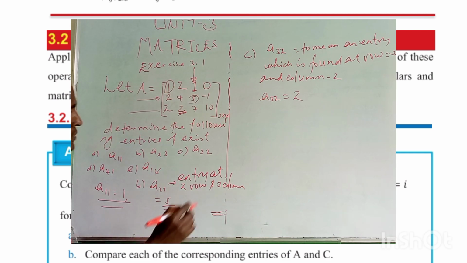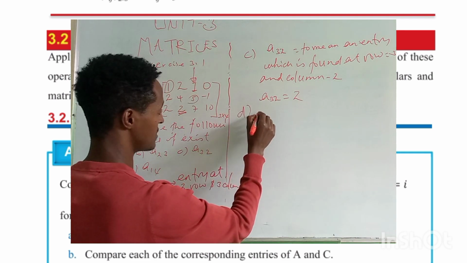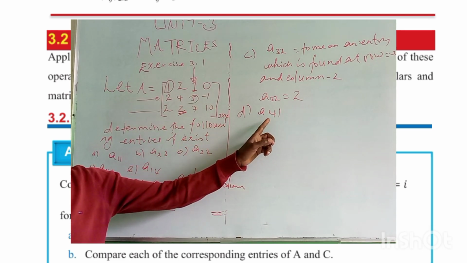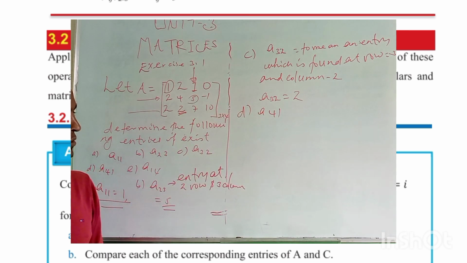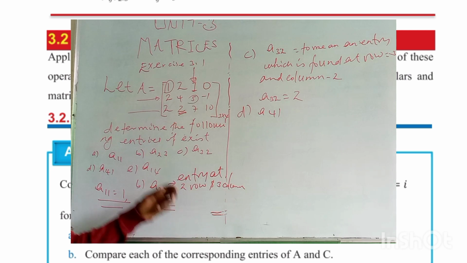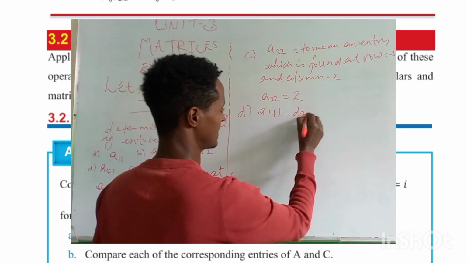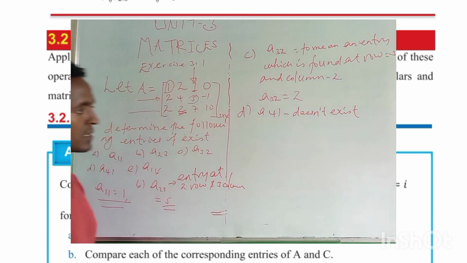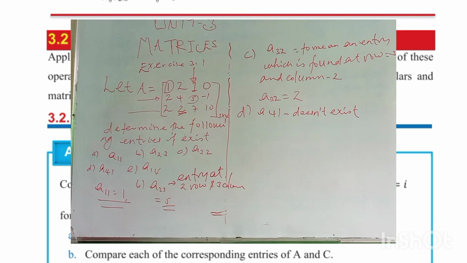Similarly, when we come to D, we are asked to find A41. In this case, we are asked to find an entry at the fourth row and first column. This matrix has no fourth row, it has 3 rows. So this doesn't exist, because the matrix given has only 3 rows, and it is impossible to find an entry in the fourth row and the first column.